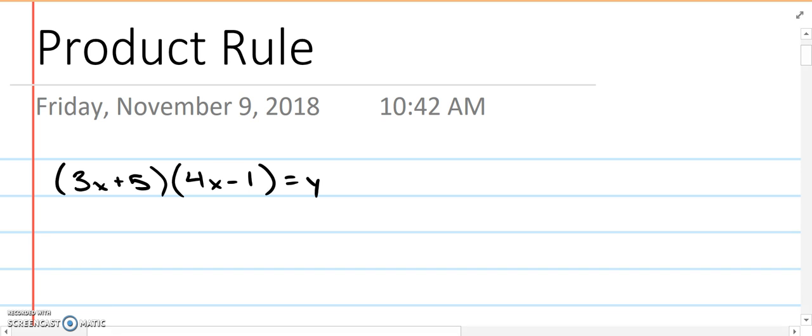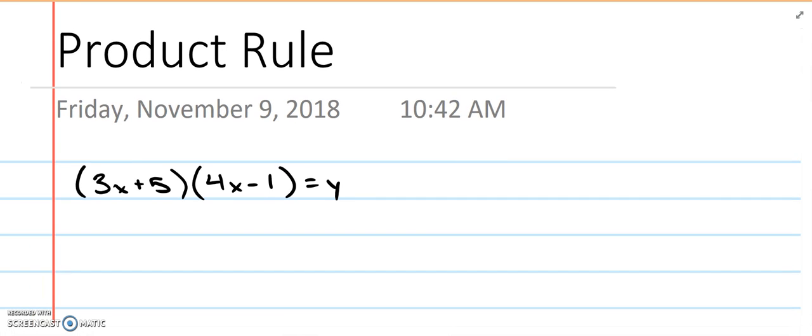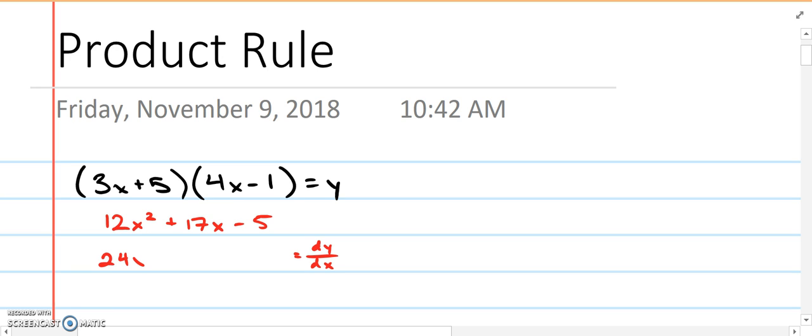Most of you guys' first instinct is actually to just FOIL it all the way out. And I have absolutely no problem with that. If you decide to FOIL this thing out, you'll get 12x squared plus 20x in the middle minus 3x. So that's going to be a 17x minus 5. And then you can go and do your derivative from there. So your dy dx in this particular situation ended up being really simple for you to achieve, 24x plus 17. And that's it.